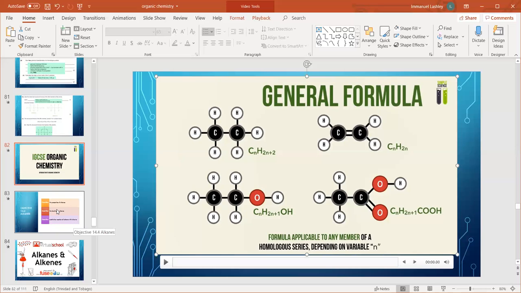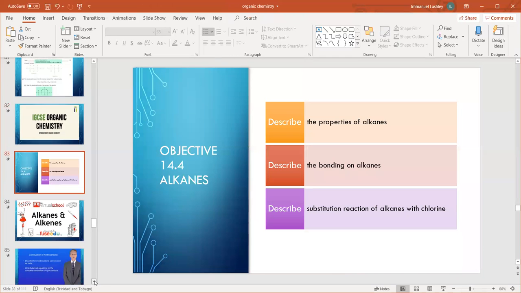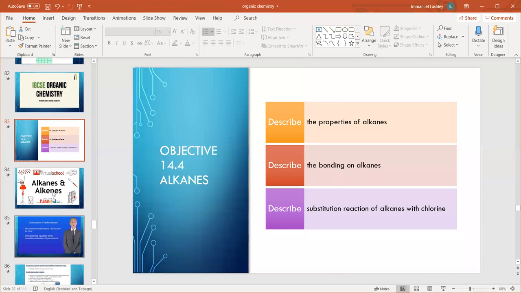All right, so that was a recap of some of the things that we talked about, before we move forward. The next objective is objective 14.4, which tells us to describe the properties of alkenes, describe the bonding of alkenes, and describe substitution reactions of alkenes with chlorine. Those are some things that we want to look at.